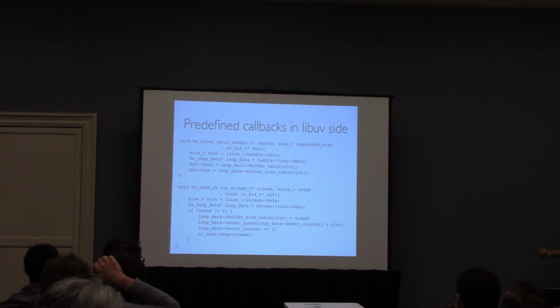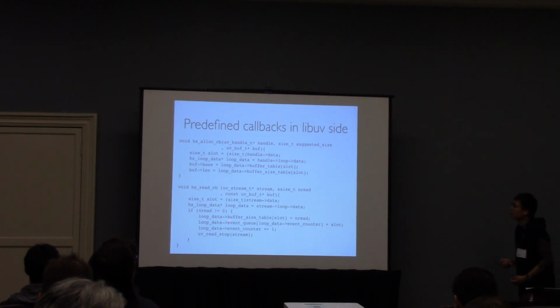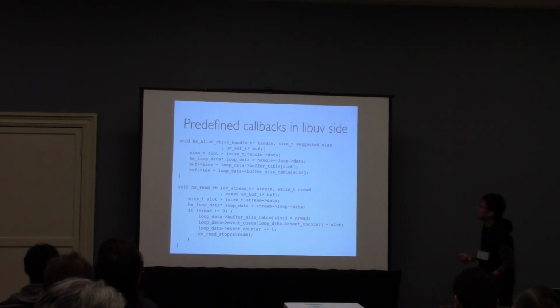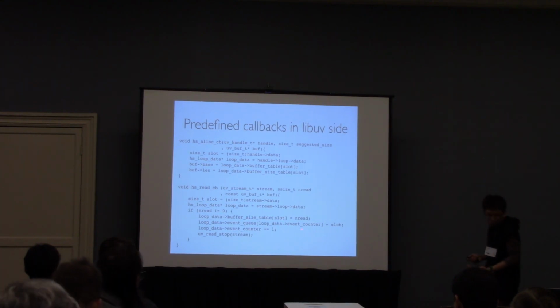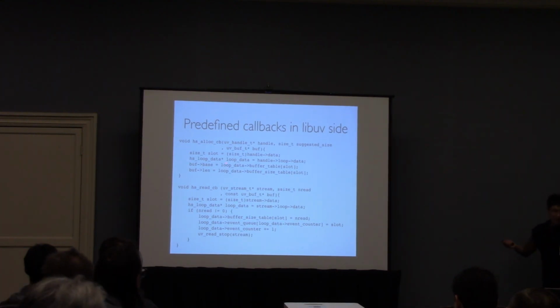The read callback is quite similar. Let's get the slot from the handle's context and push the slot to the loop's context. Here we record the end read. This result goes back to the buffer size table, because at this point the buffer size table's value has no use, so we can reduce this array.